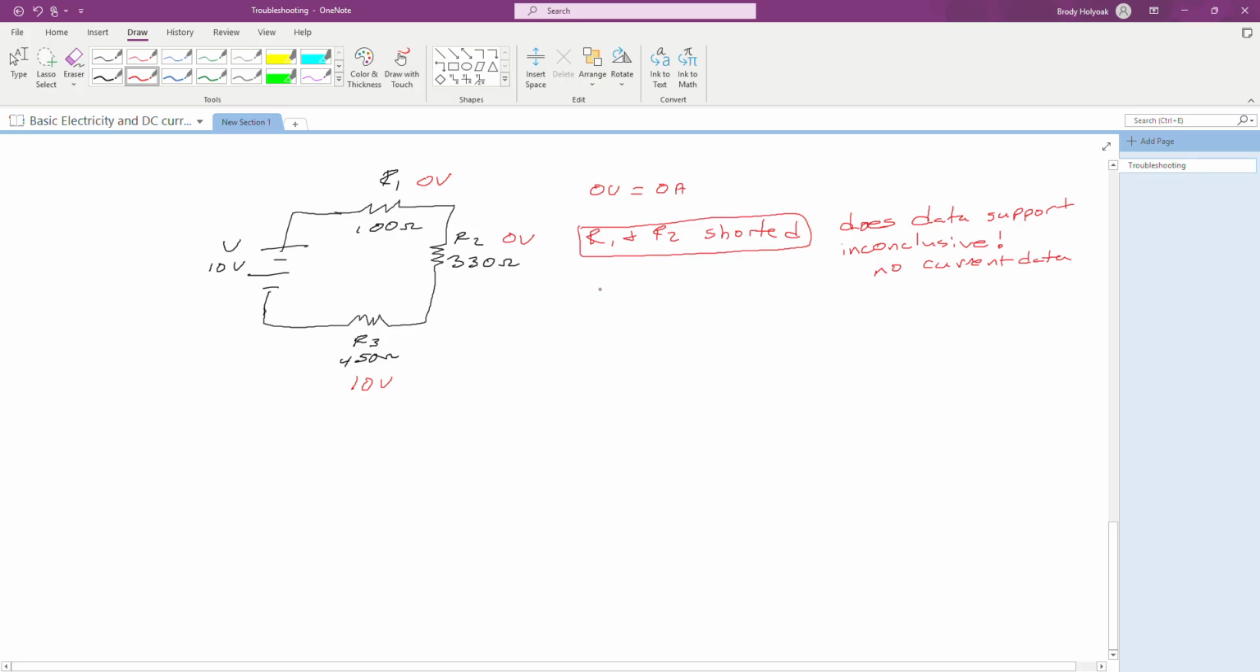Well, we know if R1 by itself was just shorted, then we'd have 0 volts, okay? But then that only accounts for R1. If R2 was just shorted, then that's going to account for the 0 volts, but not for the 0 volts from R1. So individually, we've got R1 and R2 shorted that we can't use, because the data doesn't support that condition. I also have the option of R3 shorted. I also have the option of R1, R2, or R3 being open.